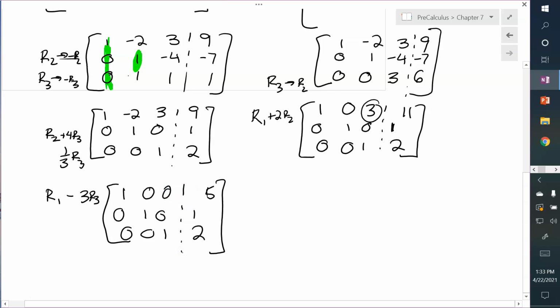All right, so now I'm all set. Remember, this column was x, this was y, this was z. So from here, x equals 5, y equals 1, z equals 2. So my solution is 5, 1, 2.